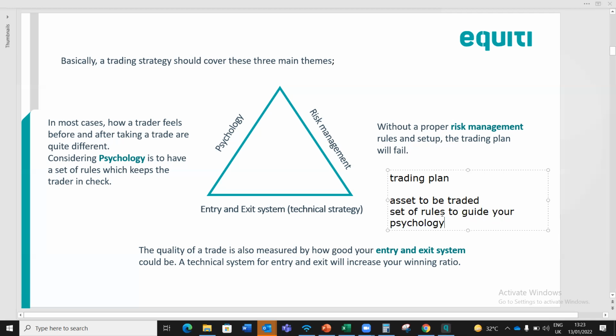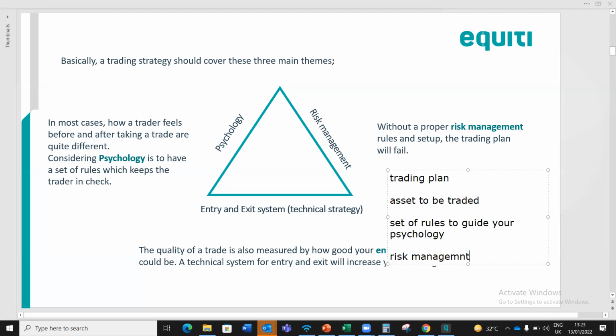All right, that is the next set of rules to guide your psychology. And then the next, of course, is your risk management system. And then the next we will be talking about is your technical strategy. Your technical what? Strategy, of course.